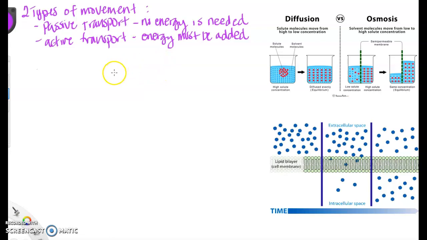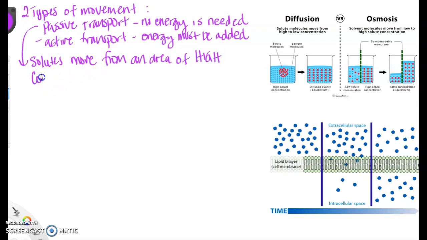So when solutes move, when things move across the membrane in passive transport, which is what we're going to talk about here, in passive transport, things move from an area of high concentration to an area of low concentration. And again, it's passive. We don't have to do anything to do it.